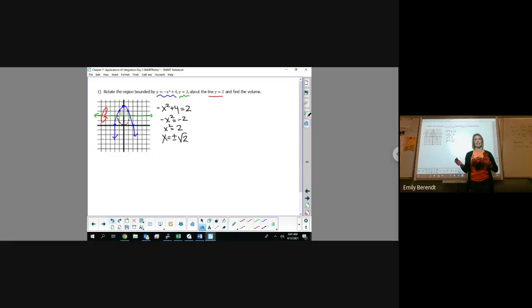So it's just a disc. So you're not going to have a big radius minus a little radius on this one. Does that make sense? If it had said rotate about the x-axis, we would have big radius minus little radius. This one has no gap in between what it's rotating around. So it's just a disc.